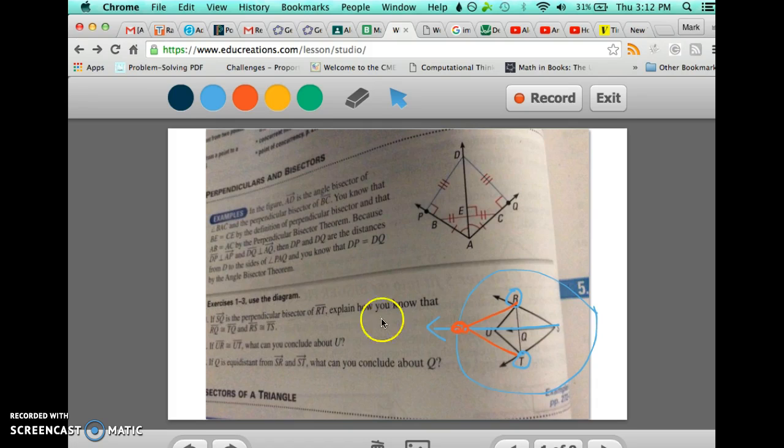Perpendicular bisectors first. So this question asks, if SQ, this line here, is the perpendicular bisector of RT, how do you know that RQ is congruent to TQ, and RS is congruent to TS? And they could have said RU is congruent to TU, and R, this red point over here, is congruent to T, this red point over here.